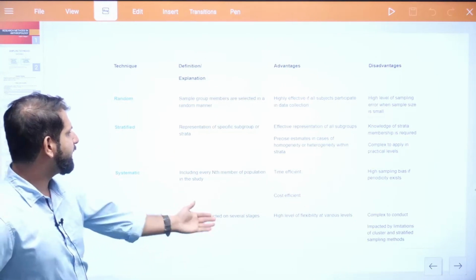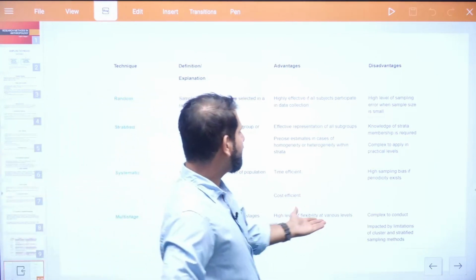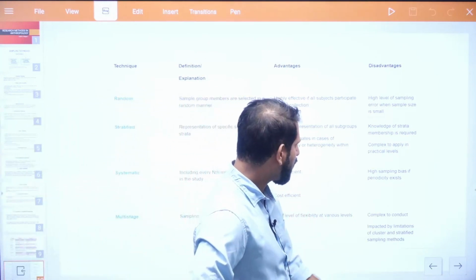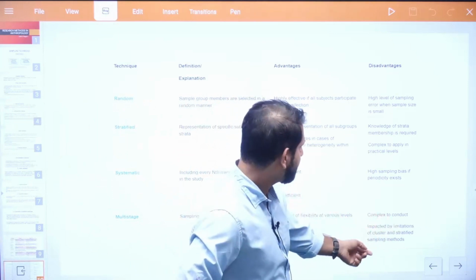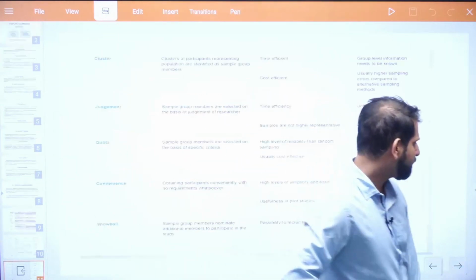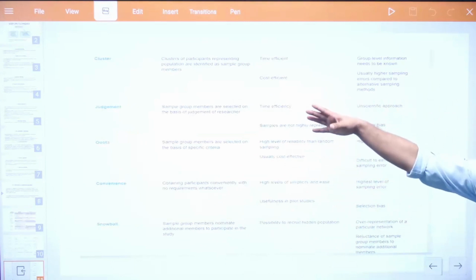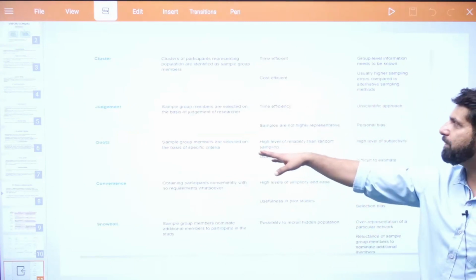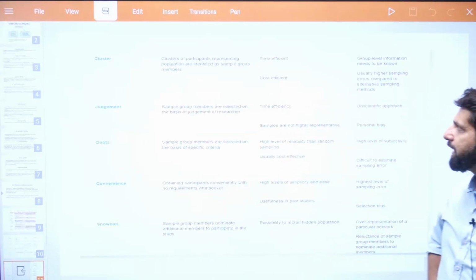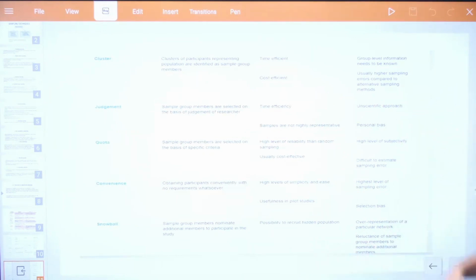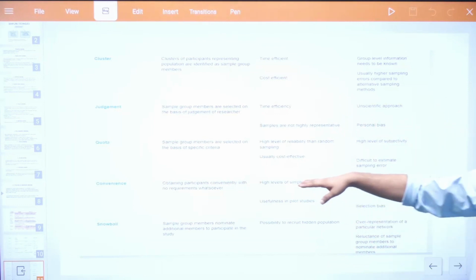Multi-stage: conducted in several stages. High level of flexibility according to your choice. But it is complex to conduct and impacted by the limitations of cluster. We have cluster sampling, I've told you. Judgment sampling: based on certain characteristics or the judgment of the researcher. Time efficient, but samples are not highly representative. Unscientific approach, personal bias is there.